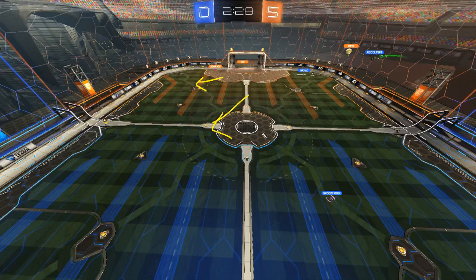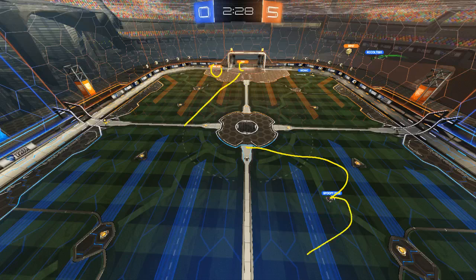The only person who could possibly challenge them would be Spoopy here, but what he would have to do is turn and then go all the way back this way, whereas Lion Blaze or DD could just quickly catch it right here. So in this scenario, Spoopy's most likely going to have to turn back and play backside defense here.